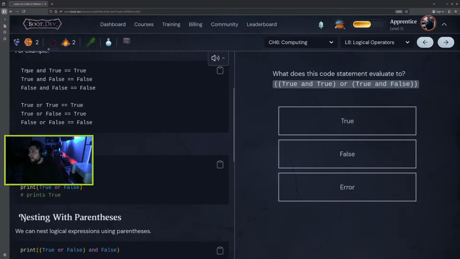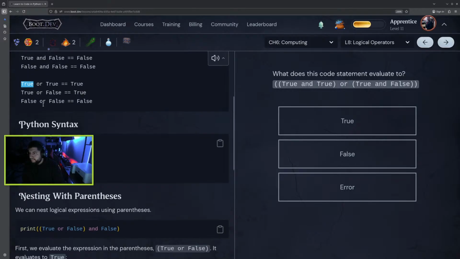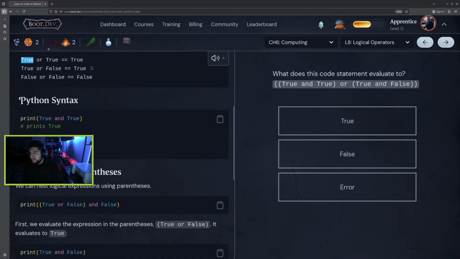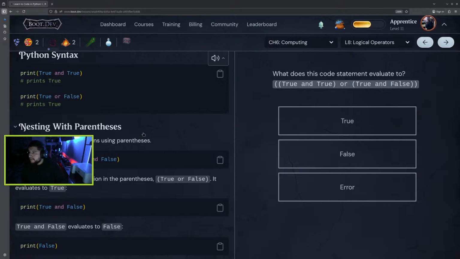Alright, so it's saying true and true. If they're both true, then it's true. So the and means that both of these have to be the same. If not, it's false. Alright. The or means one of them has to be the beginning one, right? I think it goes off by the beginning one. So it starts off with true. If it's true or true, then it's true. If it's true or false, it's true. But if they're both the same, then it's false. Okay. Python syntax.